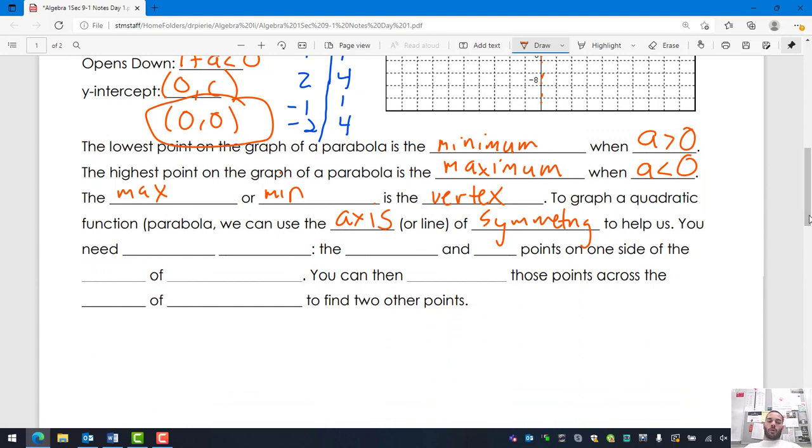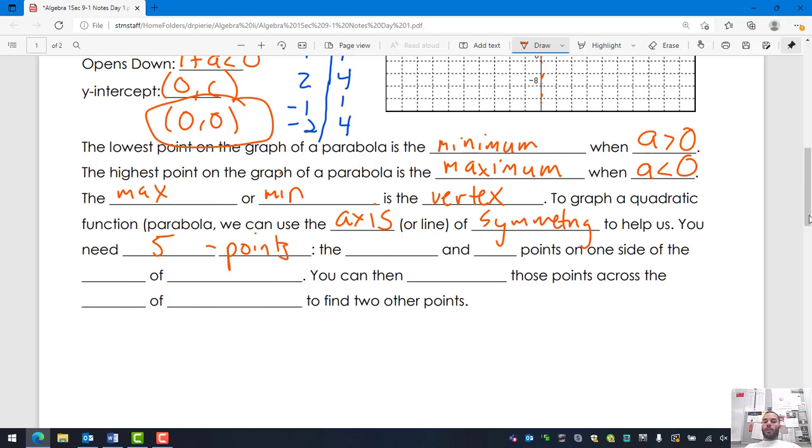Okay, so what I'm requiring is whenever you make a parabola in this class, I need you to have 5 points. Okay, what are the 5 points I need you to have? One of those 5 points needs to be the vertex, and I need you to have 2 points on one side of the axis of symmetry. But once you have those 2 points, you can then reflect those points across the axis of symmetry.